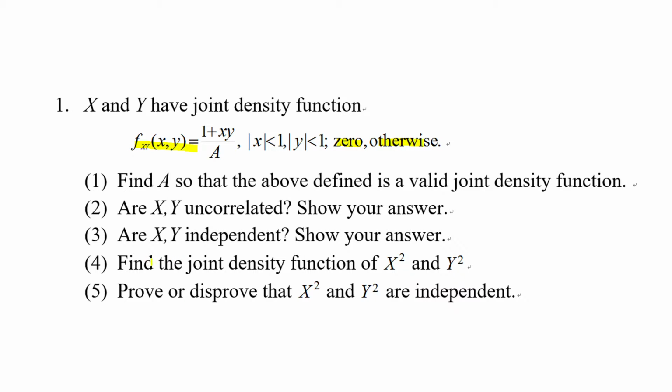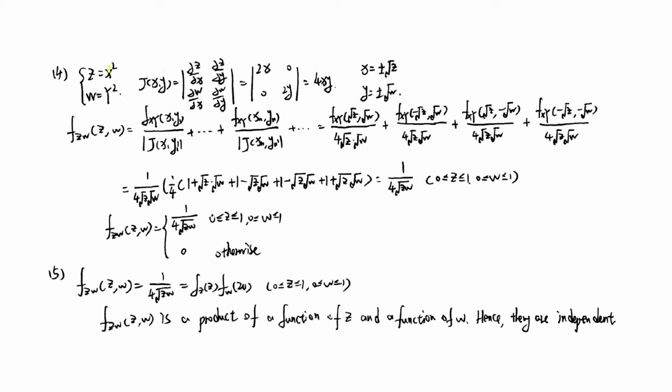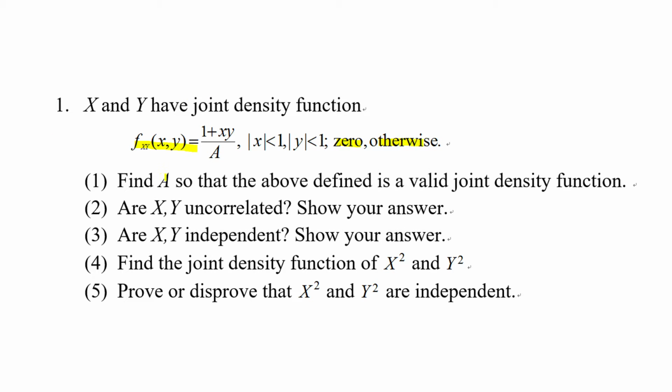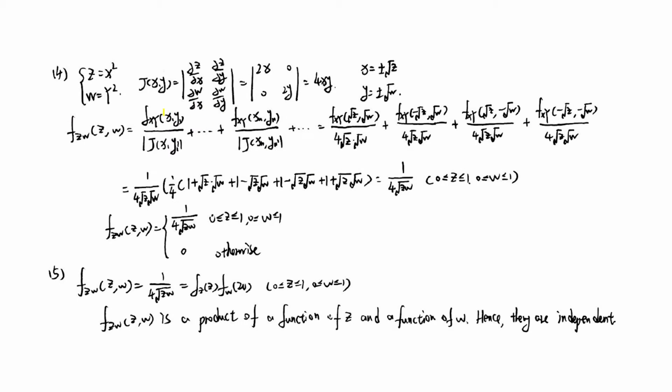And the fourth question is: find the joint density function of x squared and y squared. We can just write the condition like this: z equal to x squared and w equal to y squared. In order to find the joint density function of x squared and y squared, we just need to find f_zw here to be the answer. Based on what we have learned from the lecture, first we need to calculate J_xy here, and then we need to find the roots of these two equations here, which is like this. And J_xy is equal to 4 multiplied by x and then multiplied by y.